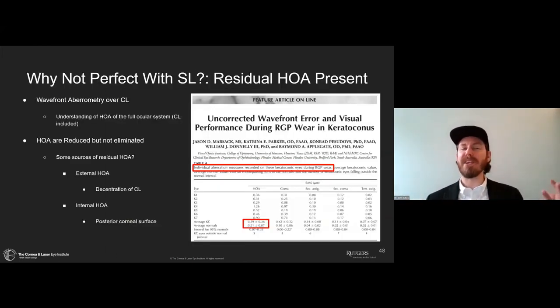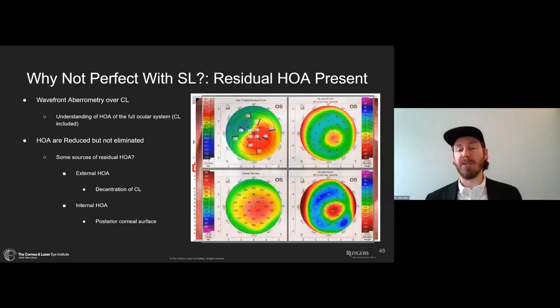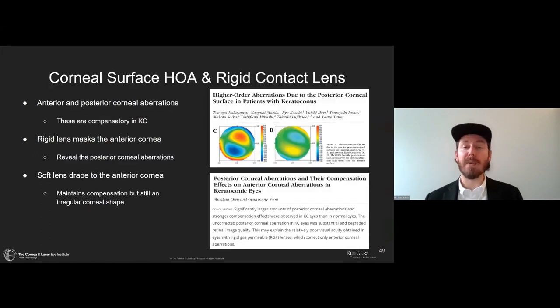So why don't we have perfect optics when we put a scleral lens on an eye? Well, we can see in a variety of different papers that are out there that we have residual aberrations, and these can be contributed to by several different factors. One being the decentration of the lens and the eccentricities on that lens profile. But we can also have internal sources of higher order aberrations, with the posterior cornea as a big contributor, but also the crystalline lens and other portions of the ocular media as well.